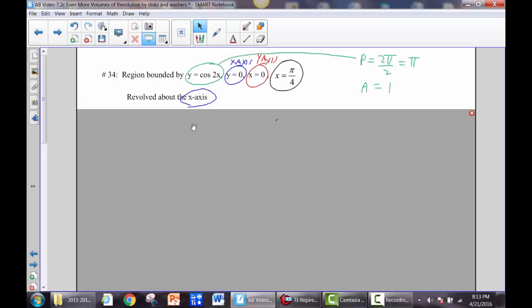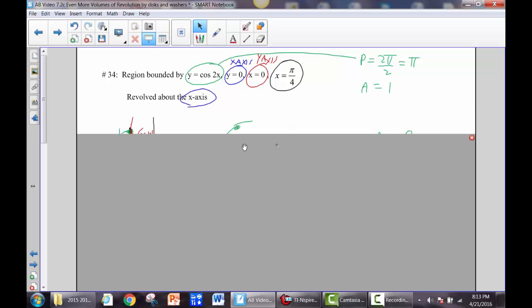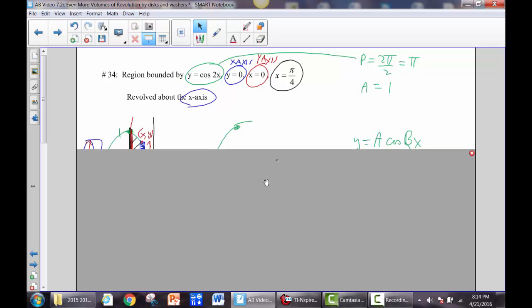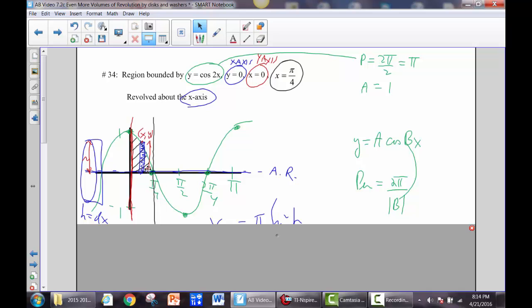All right, cosine 2x. Y equals 0, x equals 0, the x-axis, y-axis. X equals pi over 4, revolved about the x-axis. So the period will be 2 pi over 2, if you remember from Algebra 2. Period's pi, amplitude is still 1. So here is your graph. It is cosine 2x.